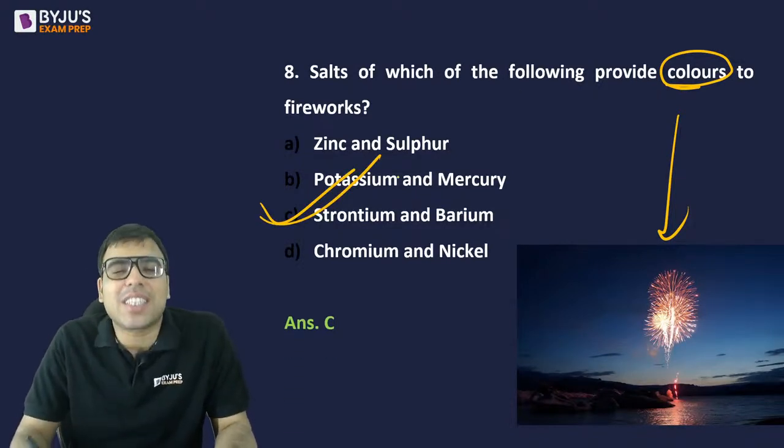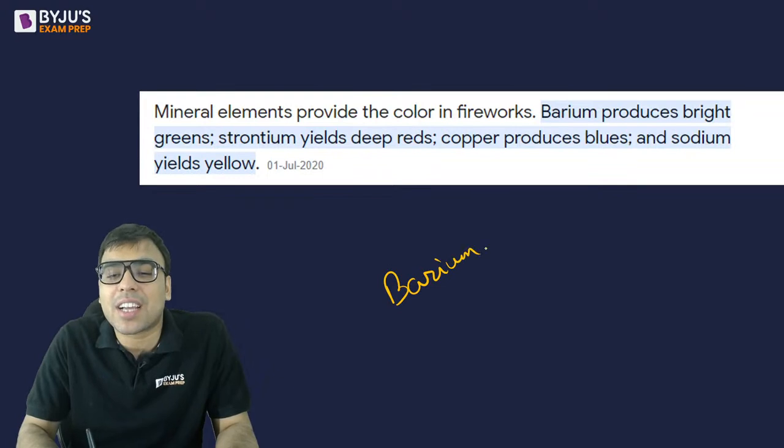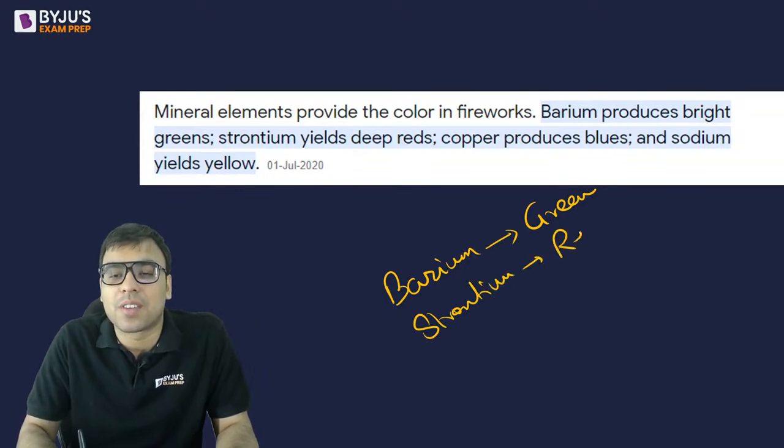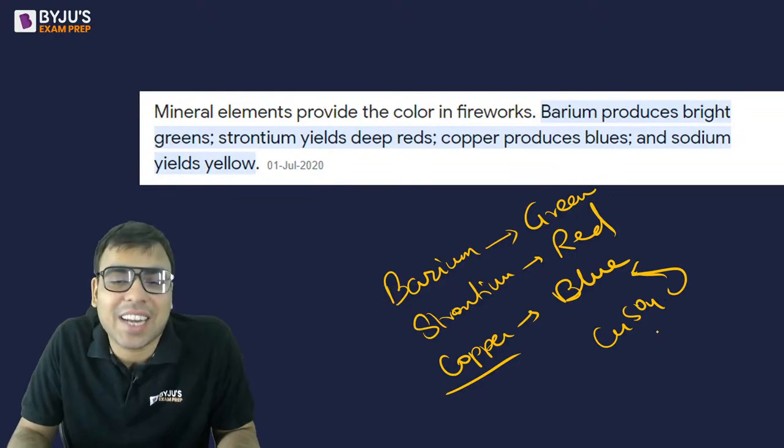I know it is a slightly tough question, but you should know barium actually produces green light. Have you seen green light in fireworks? So that is barium. And strontium actually creates deep red. And copper, I've just told you, blue vitriol. Yes, I've just told you copper sulfate is blue vitriol, right? So you can connect with that as well.